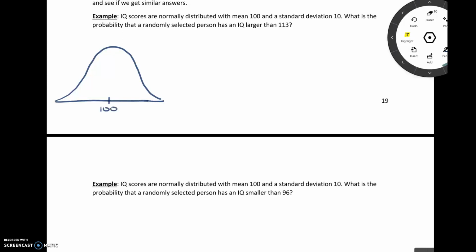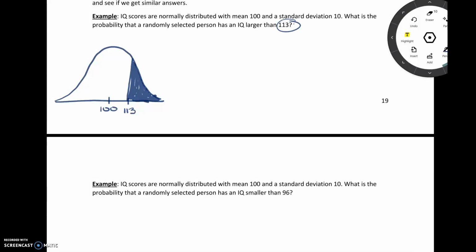And we are interested in the probability that a randomly selected person has an IQ larger than 113. So 113 is larger than 100, so I'm going to put 113 down here. And I want the probability of someone having an IQ greater, so that means I'm going to shade the area under the curve to the right of 113. And the reason that I do that is this area, whatever this area is equal to, is the same as that probability that I want to find.